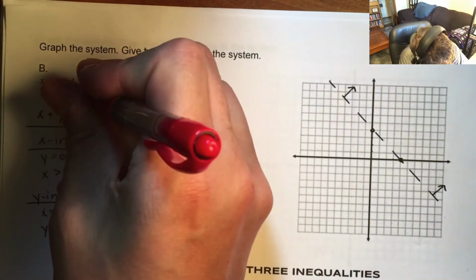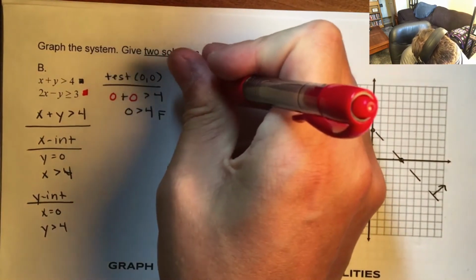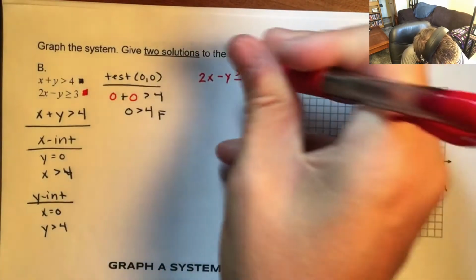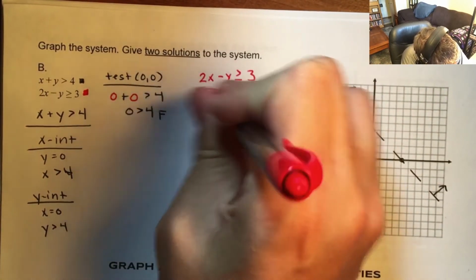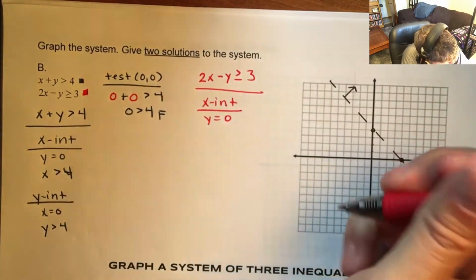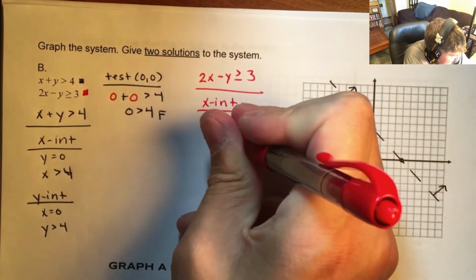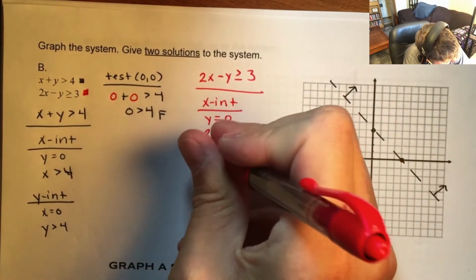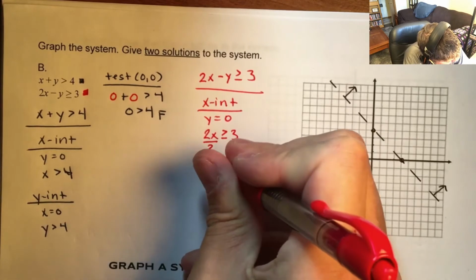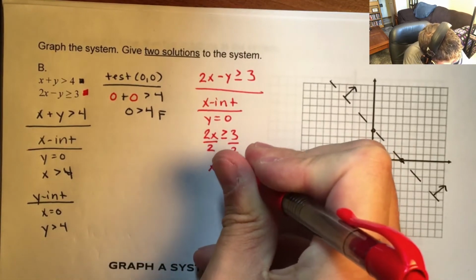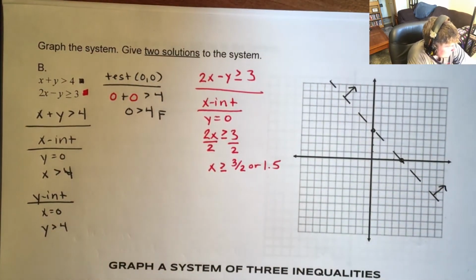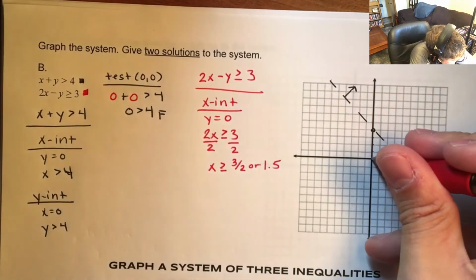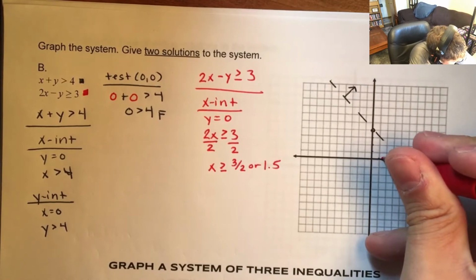Next we can do this as the red line, 2x minus y is greater than or equal to 3. Let's go ahead and find the x-intercept. X-intercept means that y is equal to 0, so I don't even have to write the y. I can just say 2x is greater than or equal to 3. Divide by 2. x is greater than or equal to 3/2 or 1.5. So I've got to find x value 1.5. Here's 1, here's 2. 1.5 would be right about in the middle.